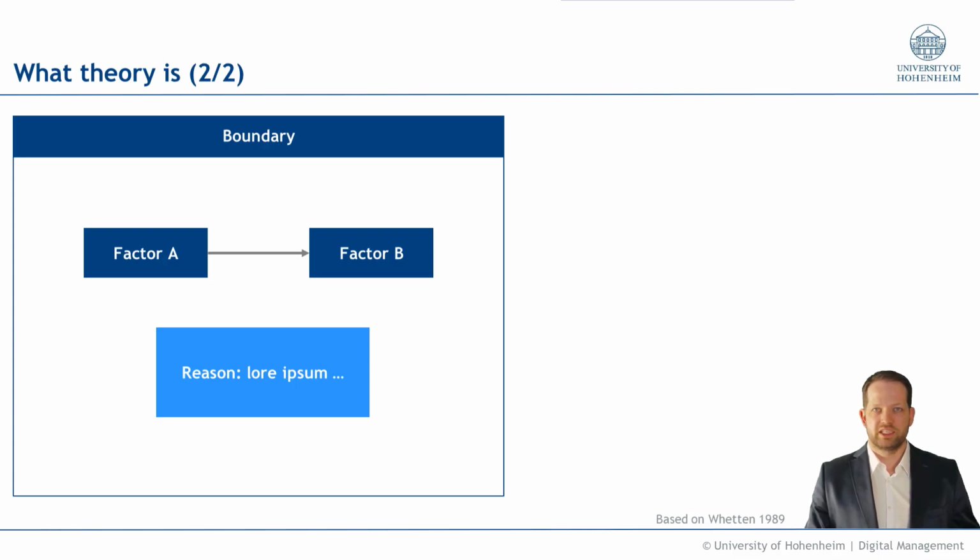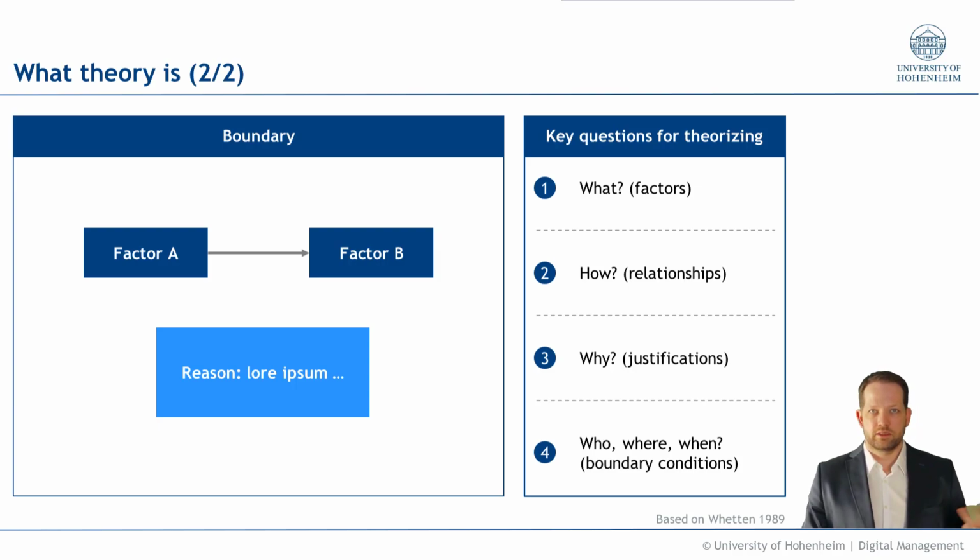The factors, the interrelationship between these factors, the reason for this interrelationship, and the boundary or scope of the theory. David Whetten, in an article in 1989, formulated this in four different questions. He said that the basic rules of scientific thinking are to think about the what, this relates to the factors which I just talked about, the how, the relationships among these factors, the why, the justifications, the reasons for these relationships, and the who, where, and when, as David Whetten puts it, the boundary conditions.